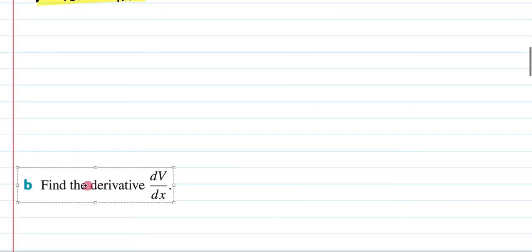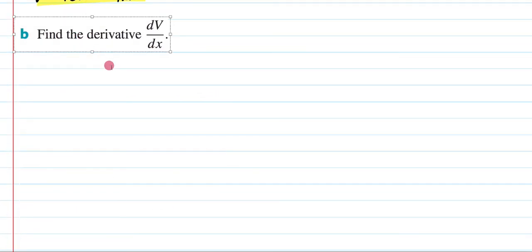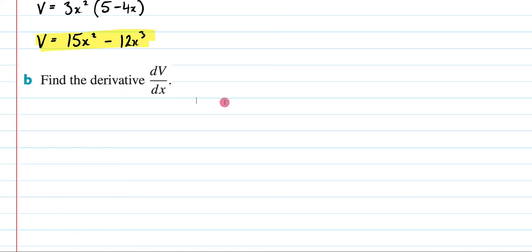We'll come down. Let us now do this. Find B. So now B is asking us to simply do the derivative. So to find dV/dx, this isn't too hard. All we do is 2 times 15, which is going to be 30x, and I subtract 1 from my power there. Then I do the same on this side, which is going to make this negative 36x squared. And just like that, I have done my differentiation and achieved it. So I'm going to leave that there for the time being.